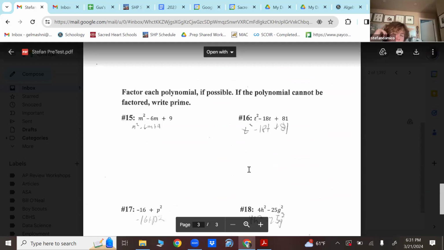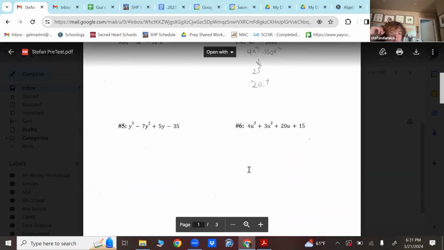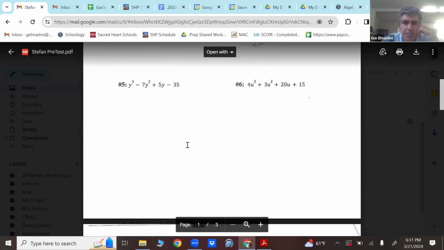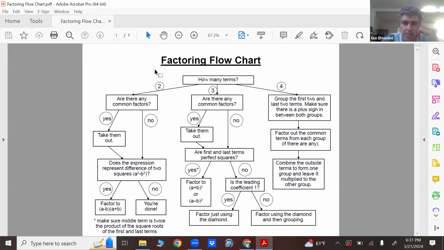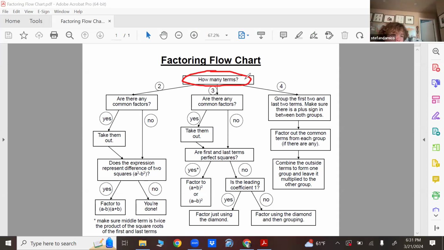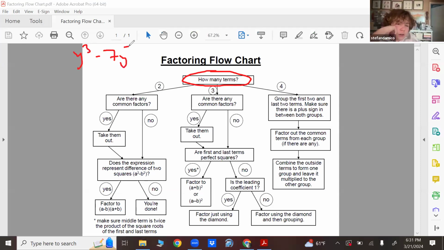So let's try the flow chart again. I'm going to jump around a little bit. Let's look at 5 and 6. We haven't done those yet. All right, so flow chart. Okay, how many terms? Do I have 2, 3, or 4 terms? Let me write the expression first. Y cubed minus 7y squared plus 5y minus 35.